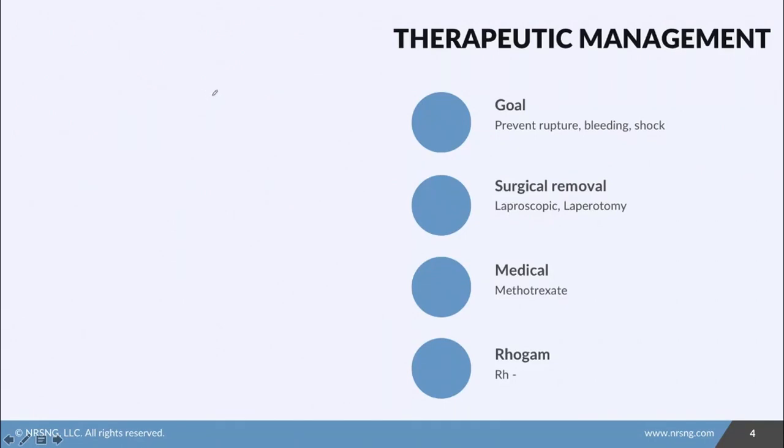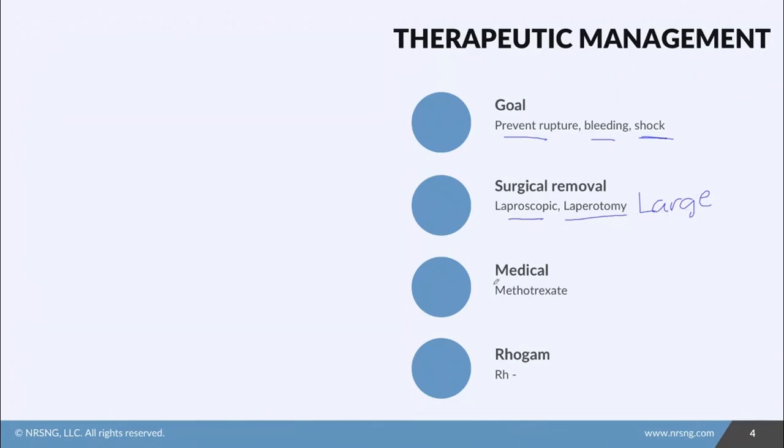So what are we going to do for this patient? Our therapeutic management, the main goal, is going to be to prevent rupture and preserve that fallopian tube. We want to prevent or minimize bleeding. And that will help to prevent shock. So these are all our goals. We want to prevent rupture of the fallopian tube, decrease bleeding, and prevent shock from happening. Management could also include surgical removal. So they need to remove that pregnancy, remove that tube. So either laparoscopic would be the hope, which requires a small incision. The laparotomy is going to be the large incision to get to the fallopian tube.